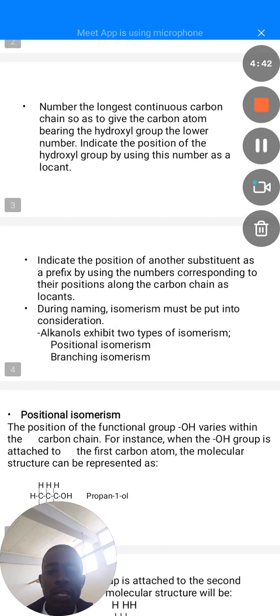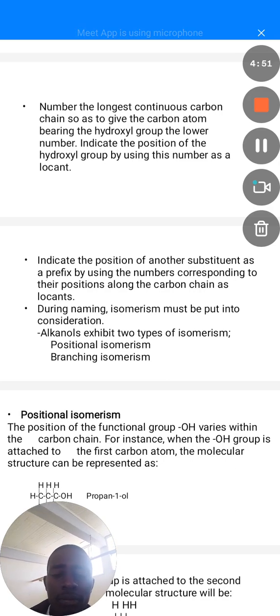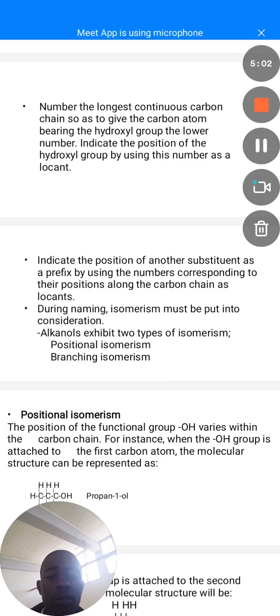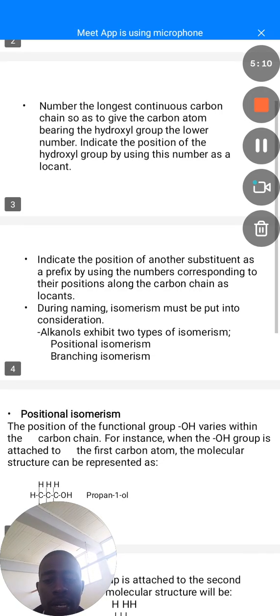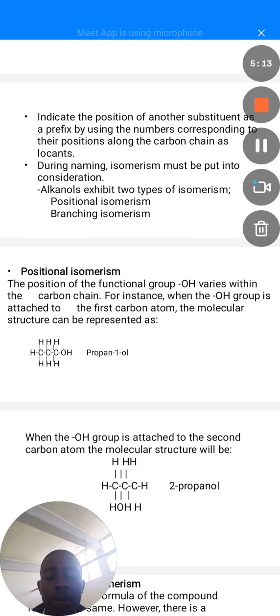Then the next step that we should do, yes, Evelyn? The third is to determine the position number and the type of the. Exactly. Indicate the position of another substituent and prefix by using numbers corresponding to their position along the carbon chain as locants. That is the exact thing that you need to do, and you can see that on your screen. Maybe I can give the last one: during naming, isomerism must be put into consideration, whereby we know that alkanols do exhibit two types of isomerism.